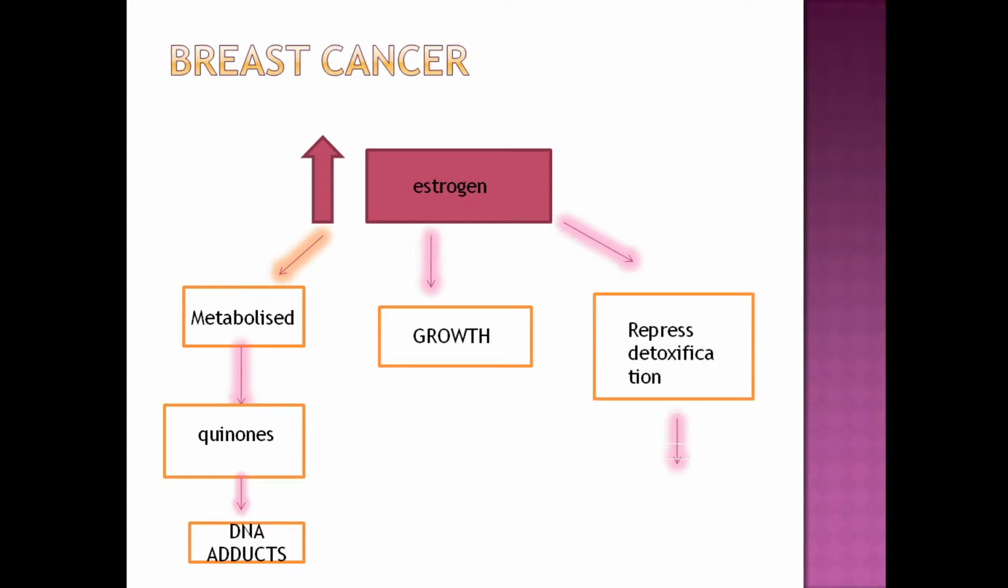And estrogen can repress the detoxification system of a person's body. Normally, the oxidative radicals formed by various metabolic pathways are detoxified in the body. But when estrogen levels are high, this detoxification is repressed. When that is repressed, these free radicals can go and cause damage to the DNA. When the DNA is damaged, it means that the cell can become cancerous, right?